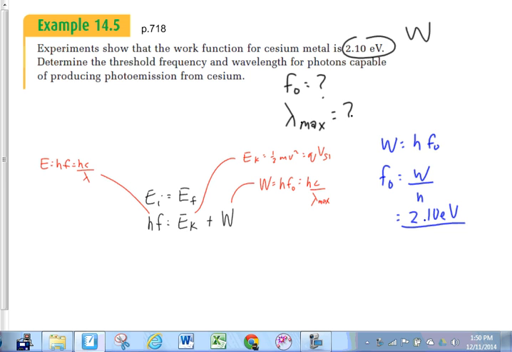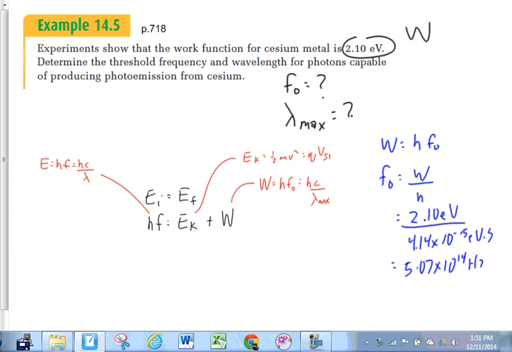We get 2 values. Which one do you want to use, Cassie? The 4.14 one, right? Don't need to know the exact number. Just look on your data sheet. 4.14 times 10 to the minus 15 electron volt seconds. What do we get for threshold frequency there? 5.07 times 10 to the 14 hertz.